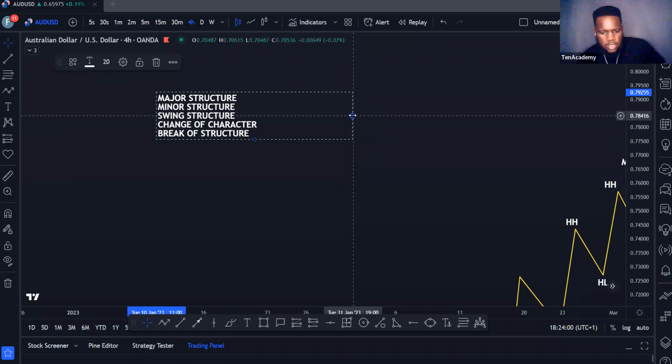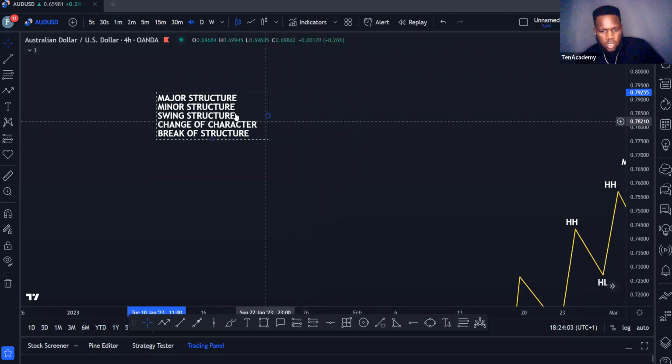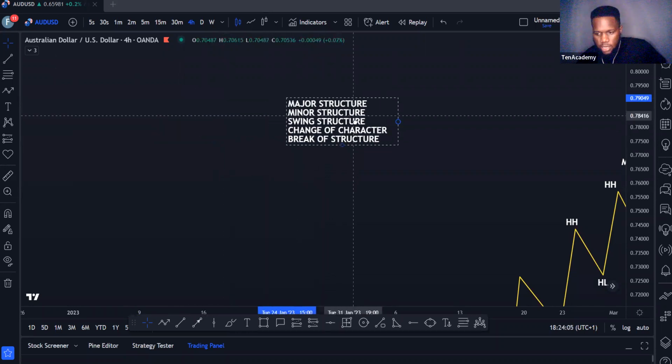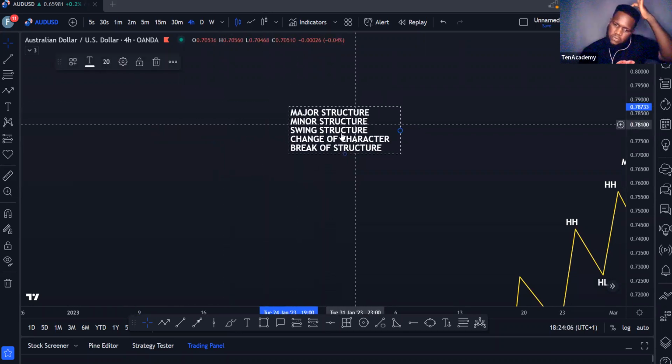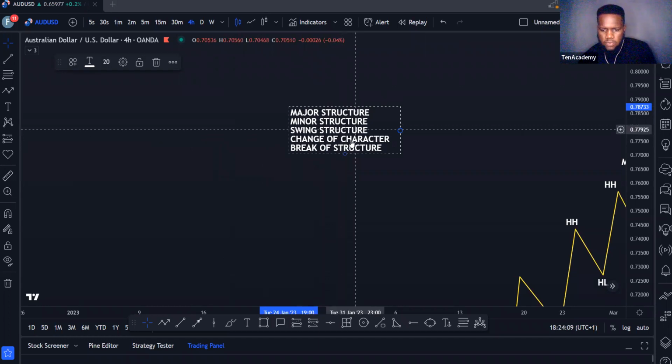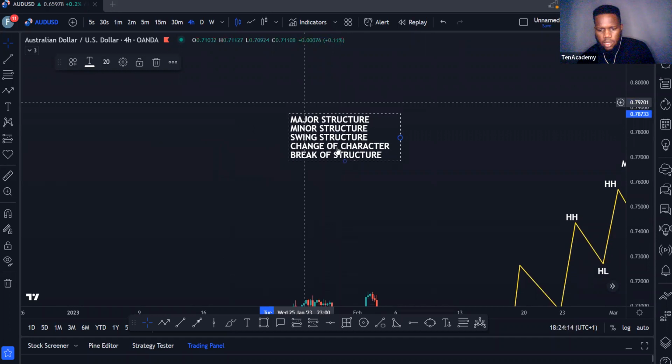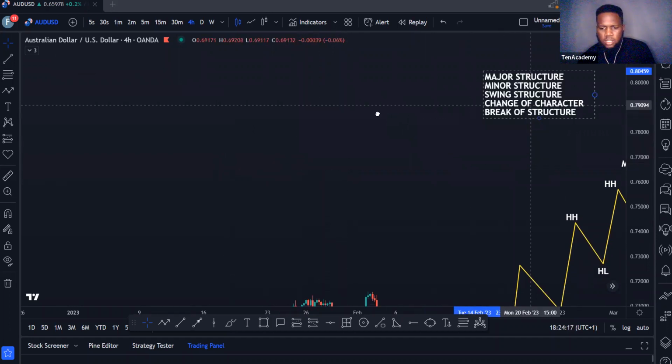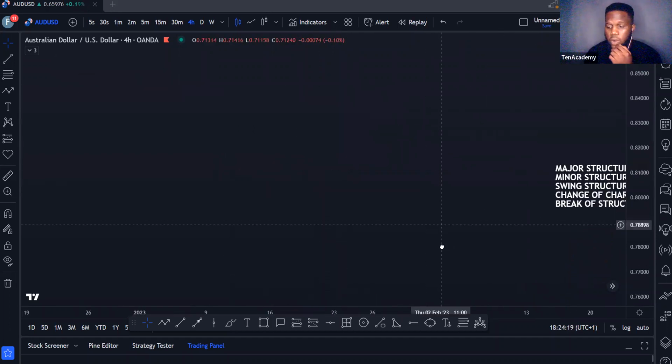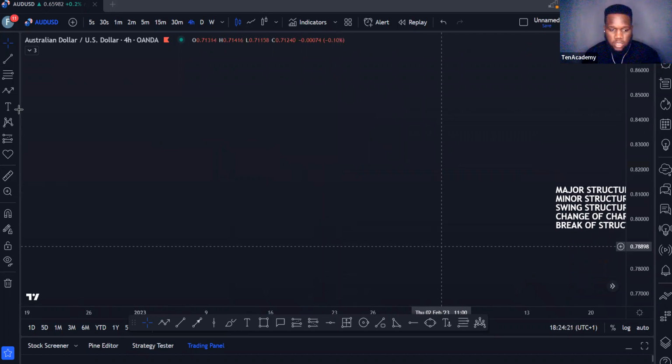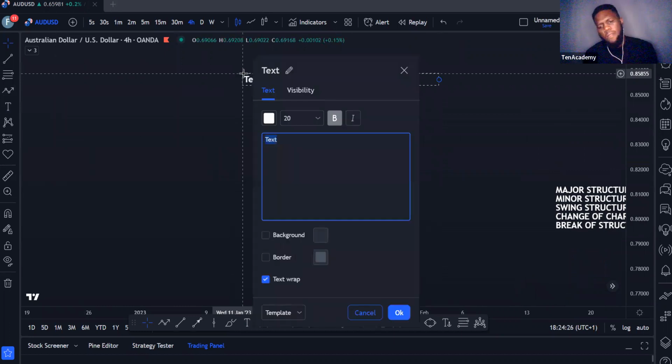Sit down, guys, and ensure that you are taking notes. I cannot stress that part enough. So let's start from the concept of break of structure. This is something that you come across a lot when you are trading smart money concepts. Or, let's start from major structure.